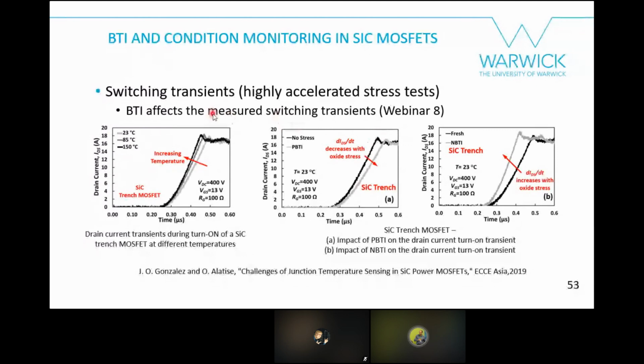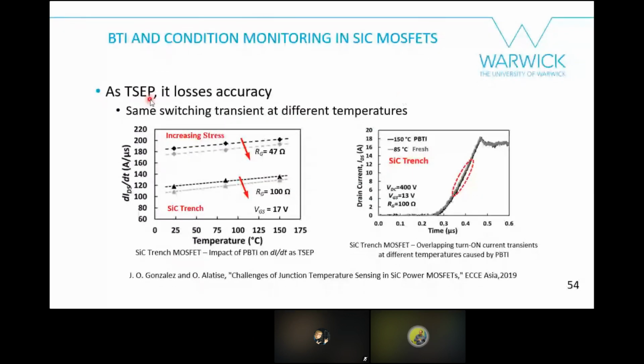Switching transients, again, are affected. So BTI will affect the measured switching transients. You have your calibration curve, you calibrated your switching rate with temperature, but now if you do positive stress, your switching rate is going to reduce. If you do a negative stress, your switching rate is going to increase. So you have this calibration, but then your switching rate is going to be affected by BTI. I'd also like to mention that these are highly accelerated stress tests.